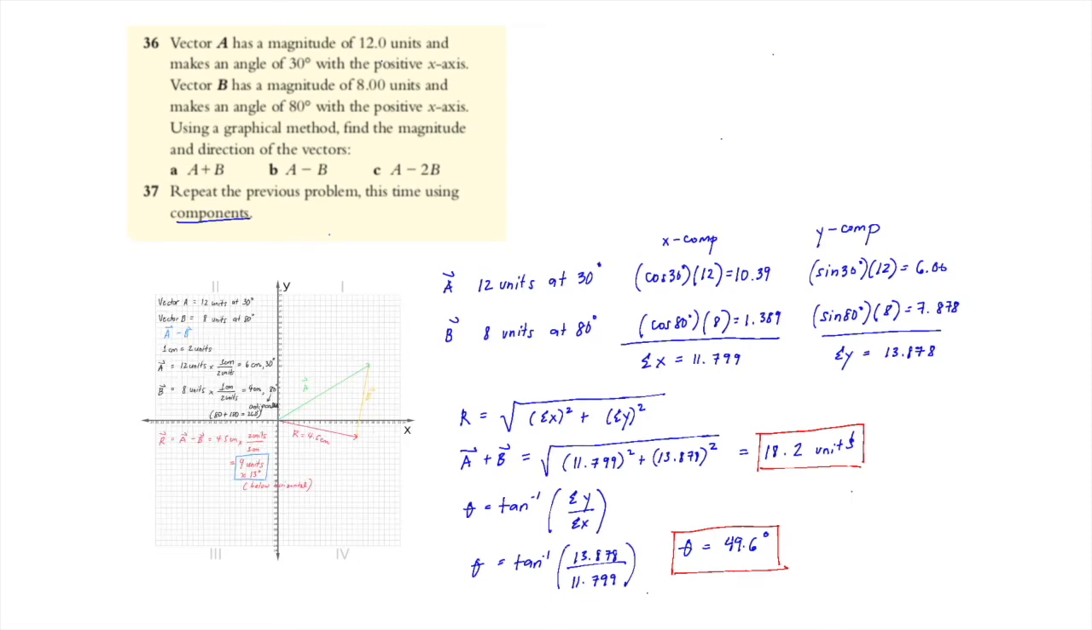Now, this time, how about for case letter B, which is A minus B. How are we going to change our equation where we have A minus B? The first thing that we're going to notice here is that we have a negative B. And so a negative vector B is anti-parallel. So it changes the direction of the cosine function for the 80 degrees and the sine function of 80 degrees.